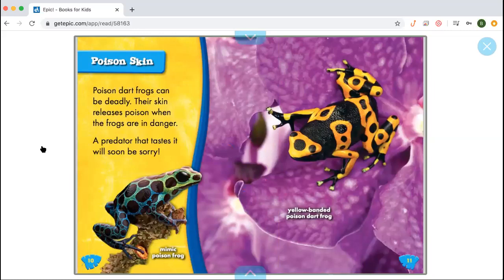Now on this page, the title says poison skin. So let's learn about that. Poison dart frogs can be deadly. Their skin releases poison when the frogs are in danger. A predator that tastes it will soon be sorry.